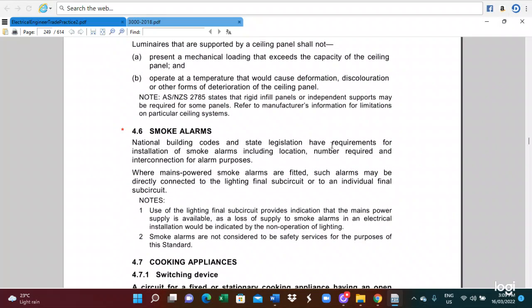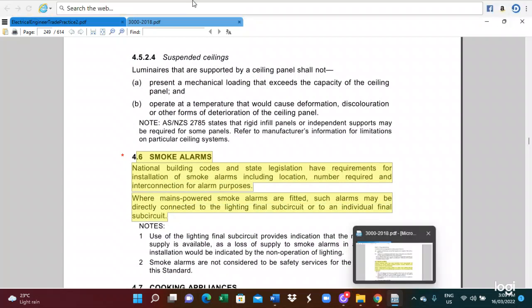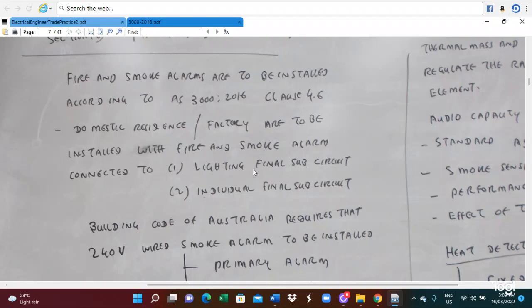The National Construction Code and the state legislation have requirements for the installation of smoke alarms, including location, number required, and interconnection. So in this case, we have to refer to the National Construction Code and state legislation to install the smoke alarm. Where mains powered smoke alarms are fitted, such an alarm may be directly connected to a lighting final subcircuit or an individual final subcircuit. So those smoke alarms have to be connected to the final subcircuit. This is the rule we have to utilize for smoke alarm installation.